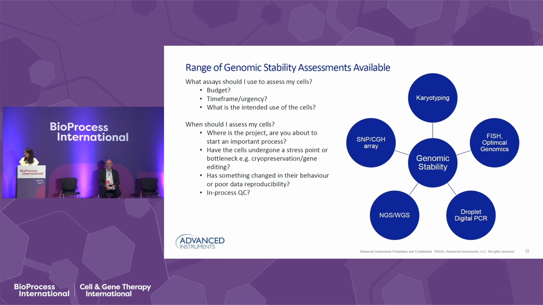So on the screen here, I've given some key factors that you should consider when you are looking to run genomic stability assessments on your iPSC cells. This includes things such as your budget, your time frame or your urgency, and what is the intended use of the cells. It also includes where you are in your project and your project timeline. Have the cells gone under any specific stress, such as cryopreservation? And have you noticed any change in their behavior?